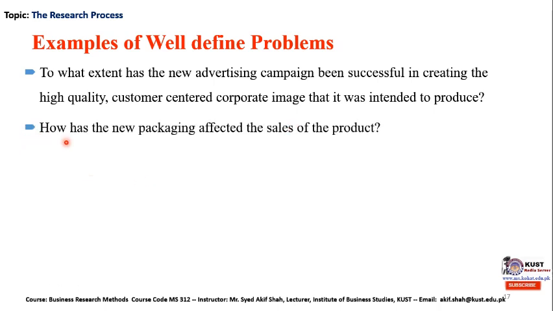Another example, which is quite simple: how has the new packaging affected the sale of the product? Like if the company changes the packaging of the existing product, does it have an impact on the increase or decrease of the sale of that specific product? When the company changes the packages and the product sale increases, it means that there is a direct relationship between good packaging and the sale of the product. So this is a clear, well-defined problem which can be investigated in any organization or manufacturing company.